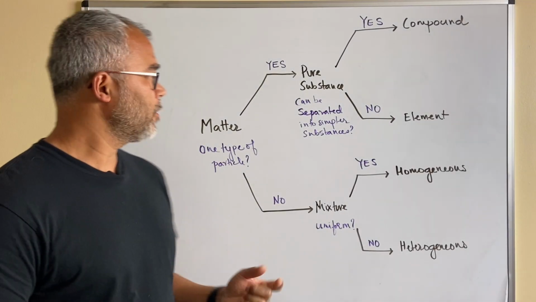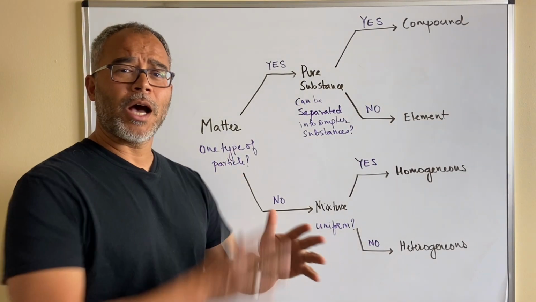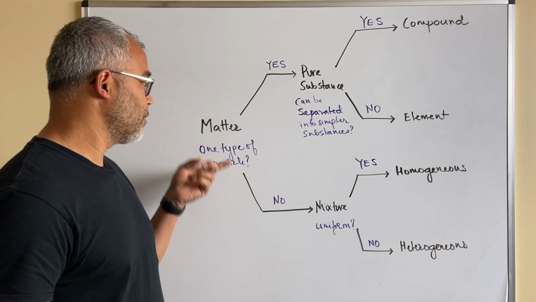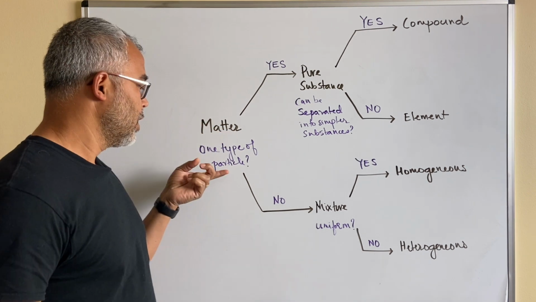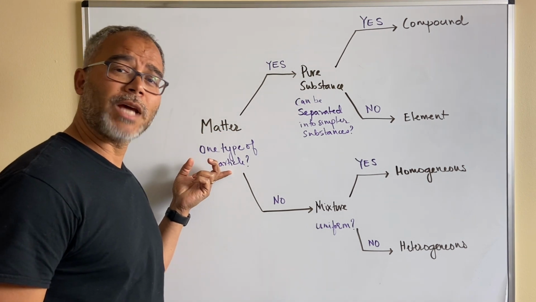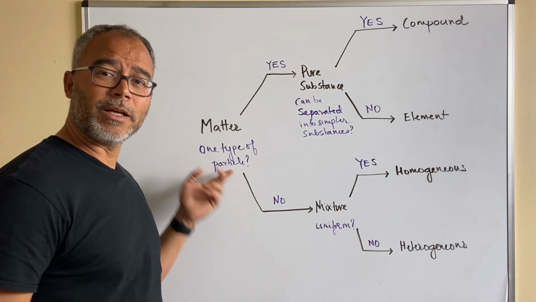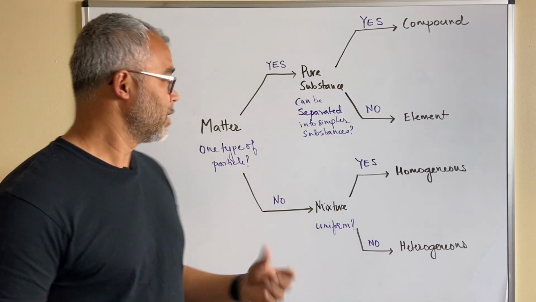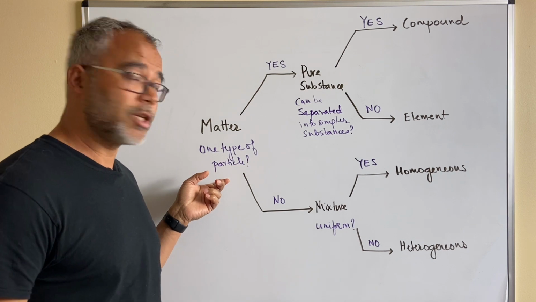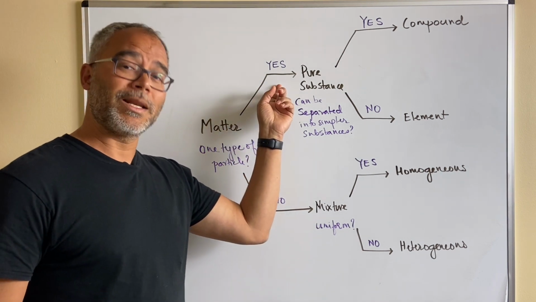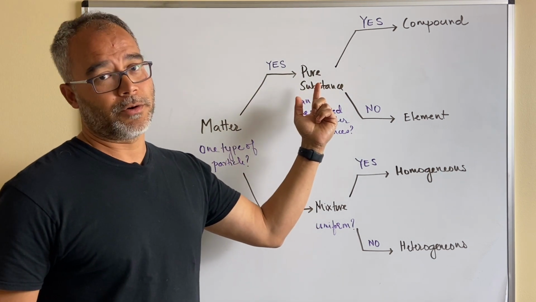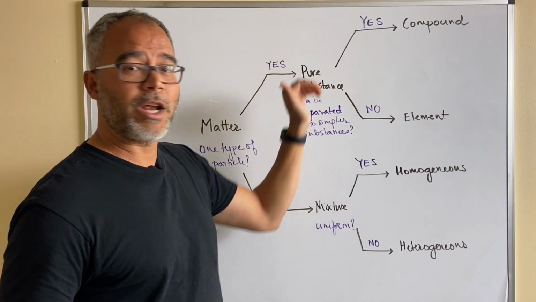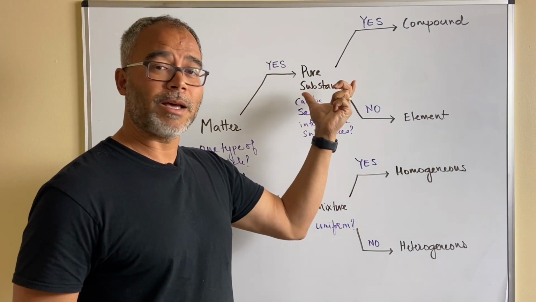Hi, so in this video we're going to talk about matter and how it's classified. So when you look at any matter, the first question you want to ask is what type of particle is it? Is it one type of particle or is it more than one type of particle? If the answer to that question is yes, it's made up of one type of particle, then you're at a pure substance.